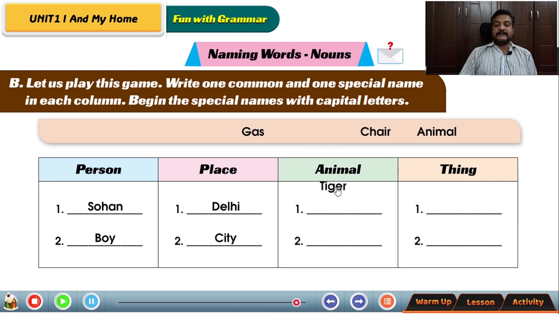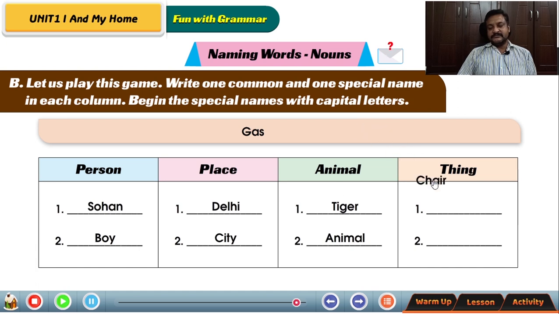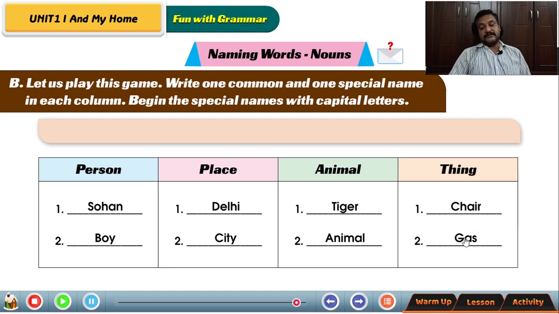Tiger is the name of a particular animal, no? Animal is a word that can be used for any animal, isn't it? So animal is a common noun. Chair is a particular thing, a proper noun. Gas is any gas, isn't it? So that is a common noun as far as the things are concerned.